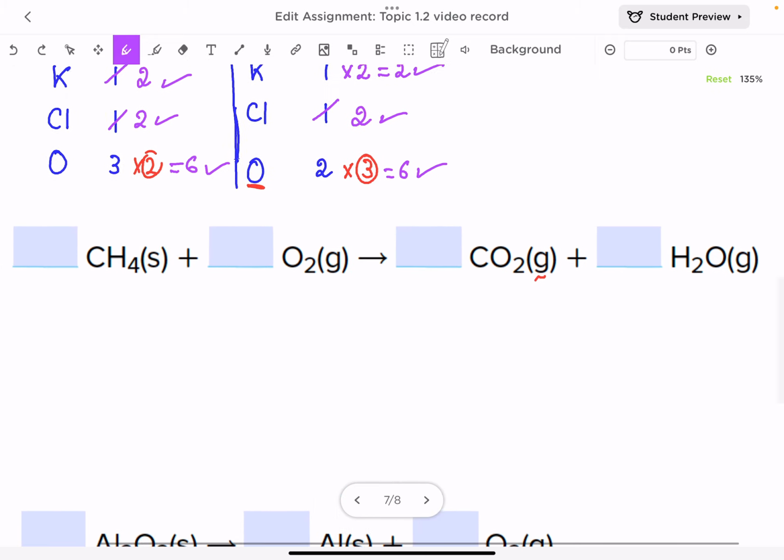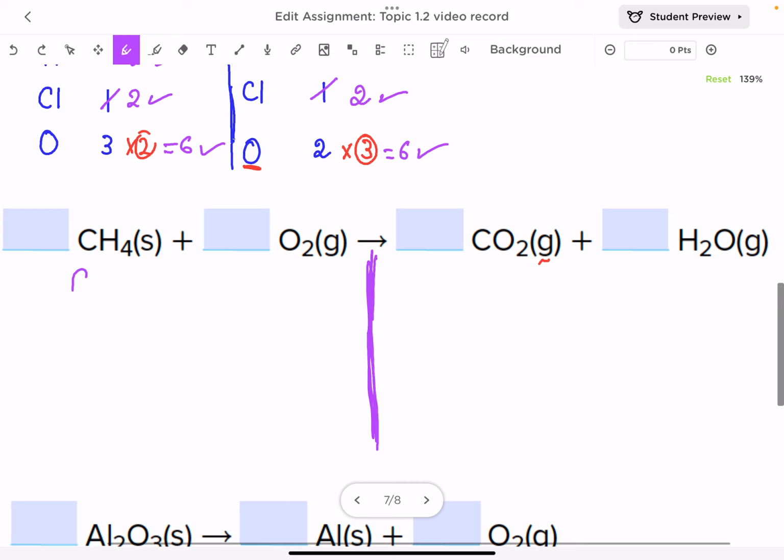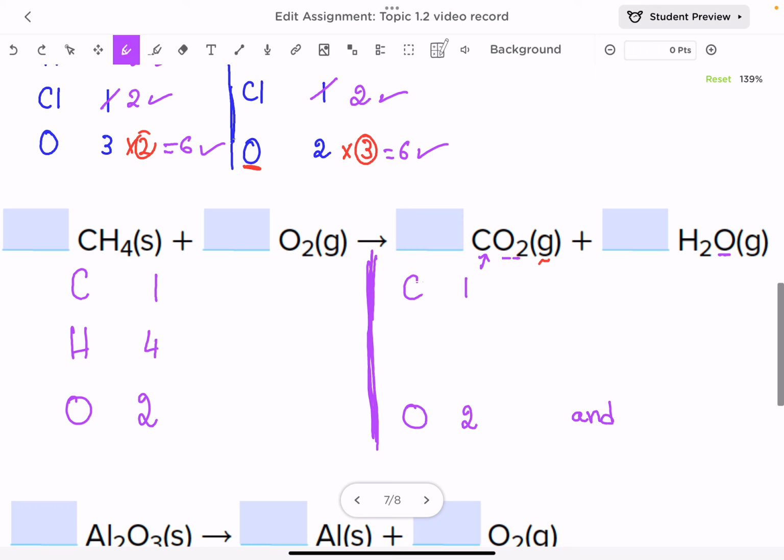Let's take 2 more examples. Let's split the atoms in the equation between reactants and products. Carbon, we have 1. Hydrogen, we have 4. And oxygen, we have 2. Now on this side, I have carbon, 1 atom. I have oxygen: on one side I have 2, and on the other side I have 1. And hydrogen, I only have 2.